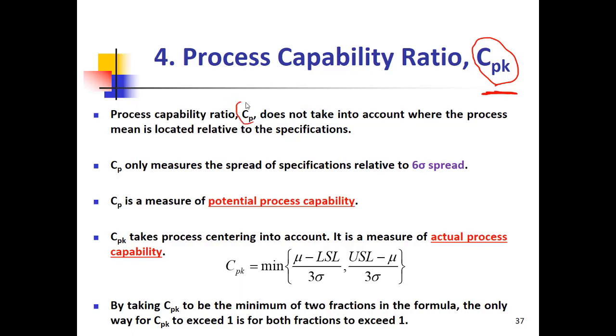CP, the first one, process capability potential, is the difference between these two divided by 6 sigma, and it doesn't really consider the centering, but this one will consider the centering. And as you remember, I said that sometimes CP alone is not enough, it is misleading. We need to calculate some additional parameters, and one of them is CPK.